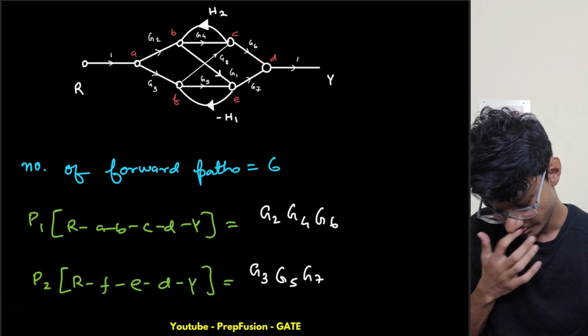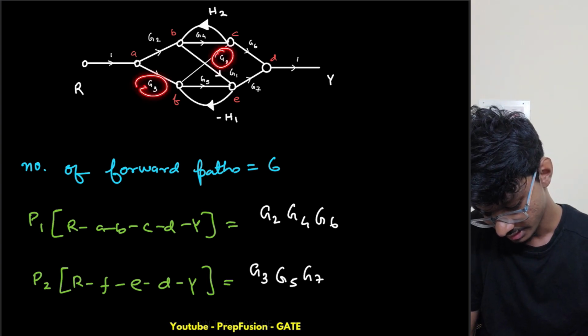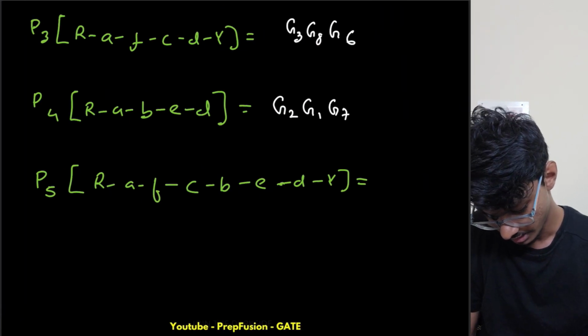One thing to notice here is G3 times G8 times H2. So G3, G8, H2. Let me write it here.